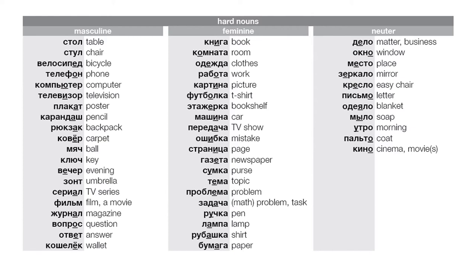Повторите, пожалуйста. Дело. Окно, место, зеркало, кресло, письмо, одеяло, мыло, утро, пальто, кино.